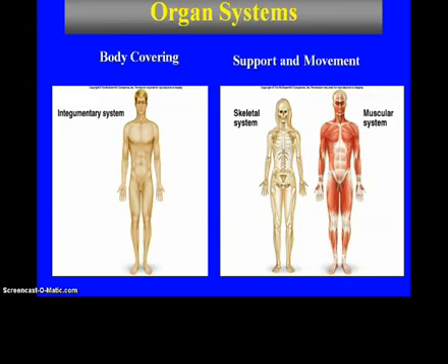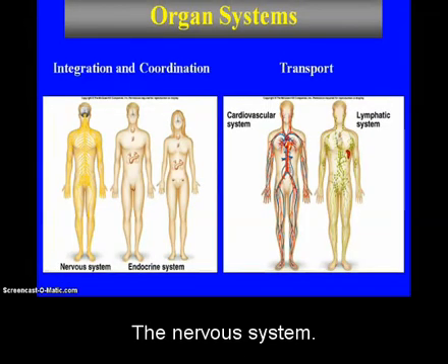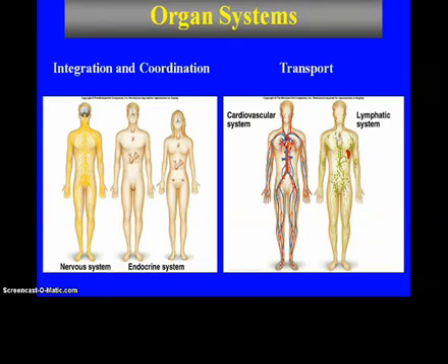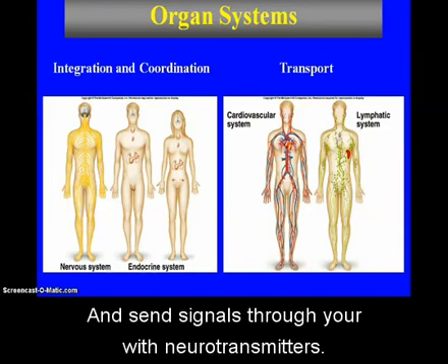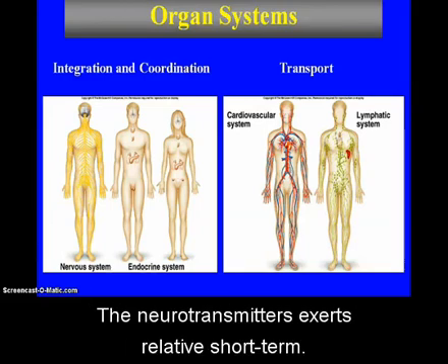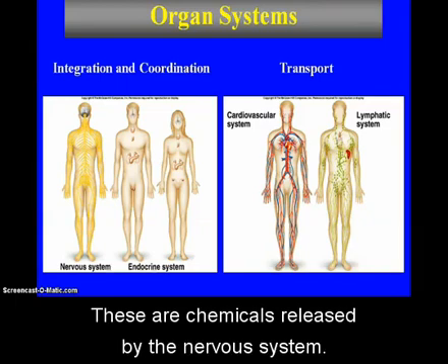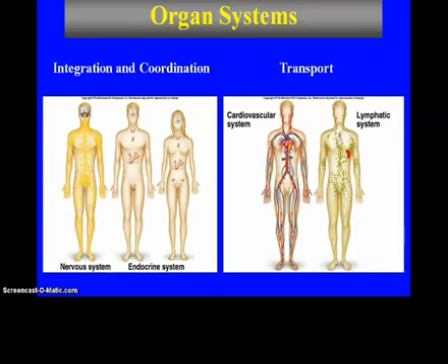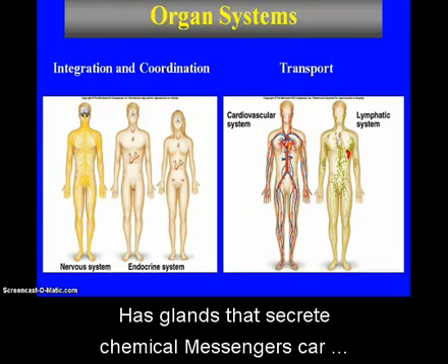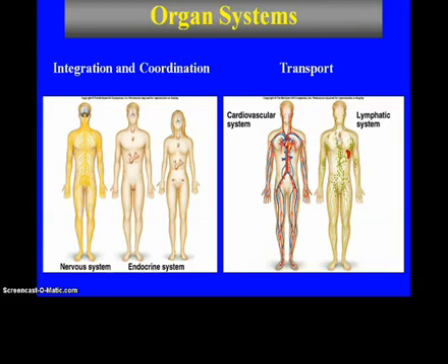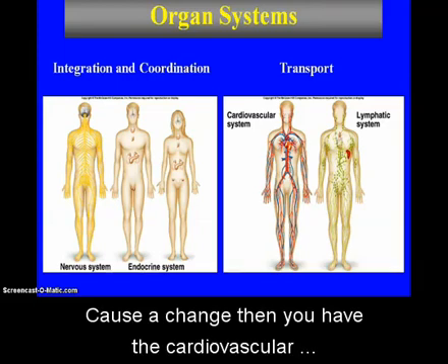Muscular system, the nervous system. It includes the brain, the spinal cord, the nerves, and sense organs. They communicate with each other and send signals through neurotransmitters. The neurotransmitters exert a relatively short-term effect, but these are chemicals released by the nervous system. The endocrine system has glands that secrete chemical messengers called hormones, and these hormones act on target cells to cause a change. Then you have the cardiovascular system.